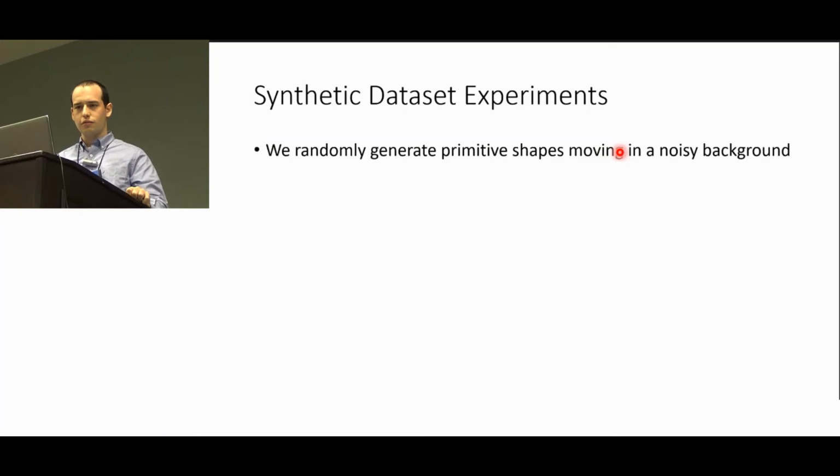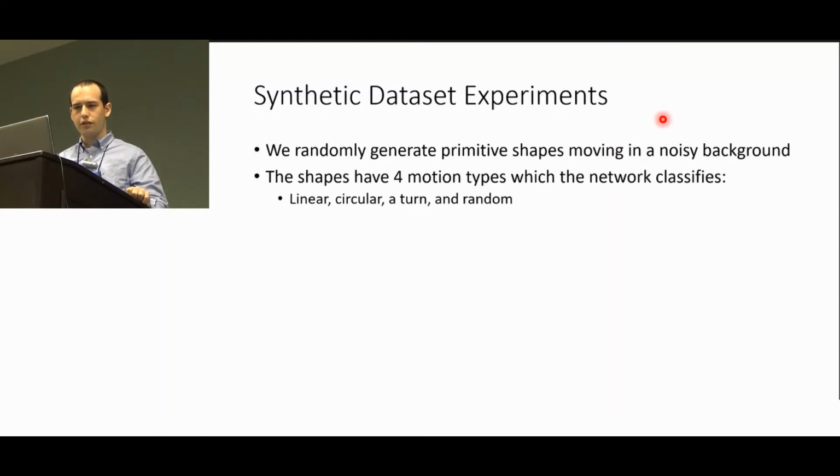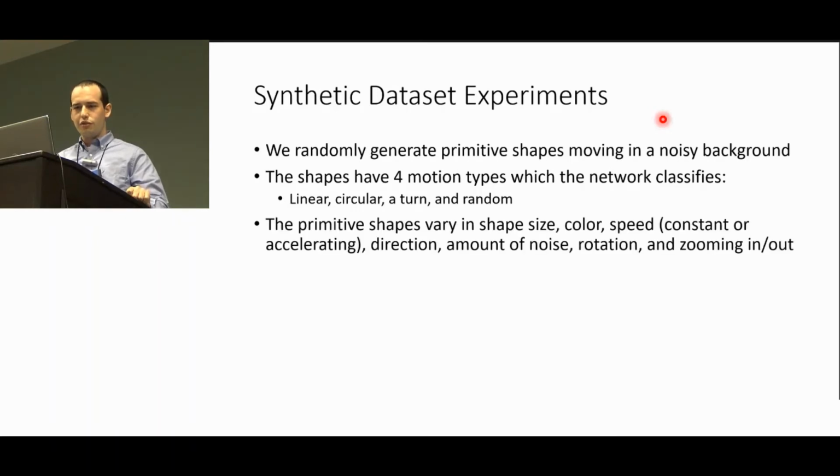To do this, we ran some synthetic data set experiments. In this data set, we generate primitive shapes moving across a noisy background. In this case, there will be 4 motion types, so there will be 4 class capsules: linear motion, circular motion, some turn motion, and random motion. These primitive shapes vary in different ways. The shape, the color, and the speed of these shapes would change throughout the video.